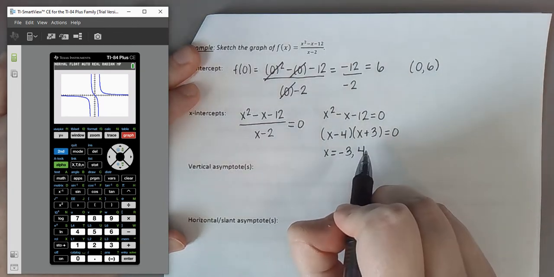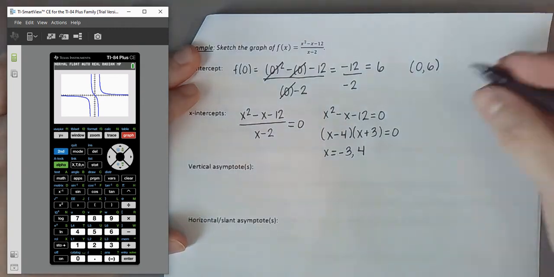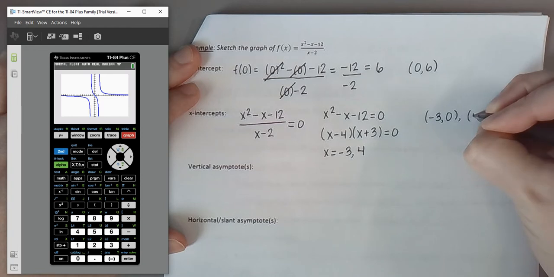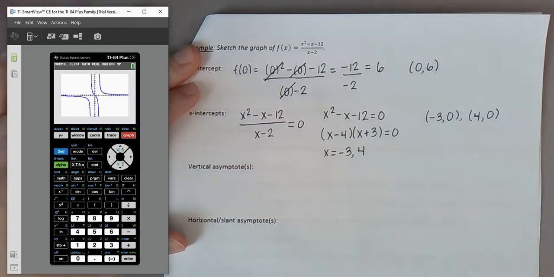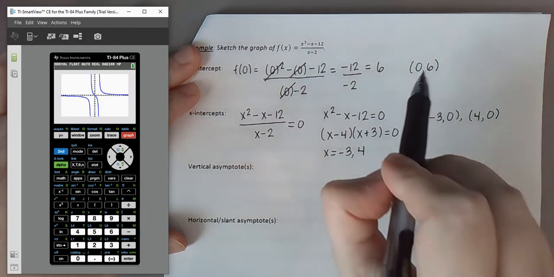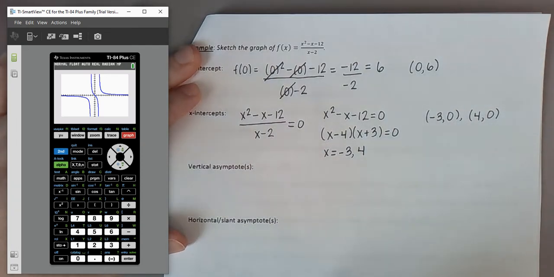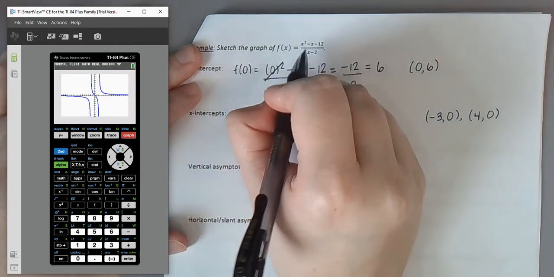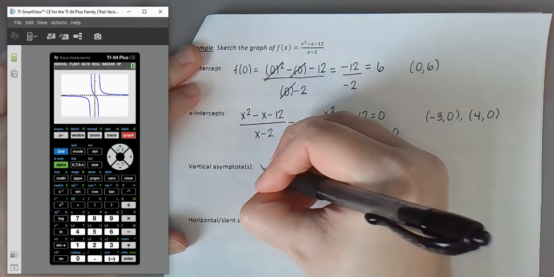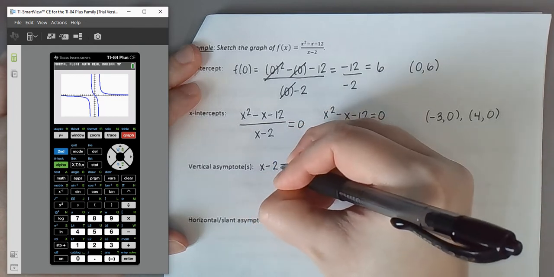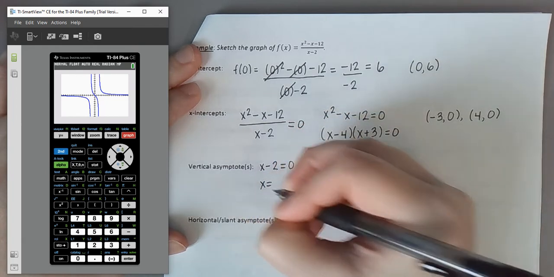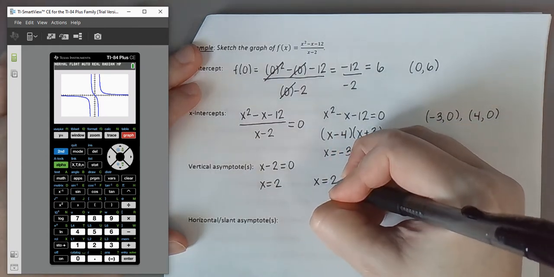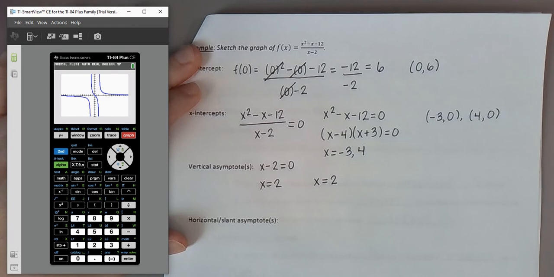So we found 2 x values here. That means we have 2 x-intercepts. So we have an intercept at (-3, 0), and we also have an intercept at (4, 0). So in this case, we have 3 intercepts rather than having 2 or 1. Vertical asymptotes, do we have any? Anything that makes that denominator 0, that's a vertical asymptote location. So take your denominator, set it equal to 0, and we get x is equal to 2. So the equation of our single vertical asymptote is going to be x equals 2.